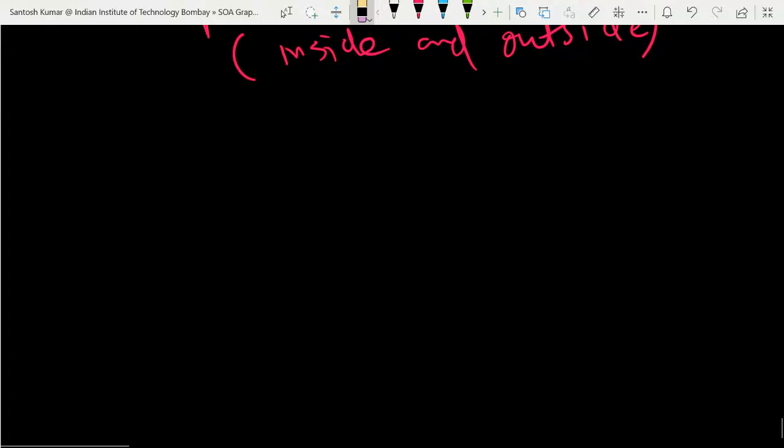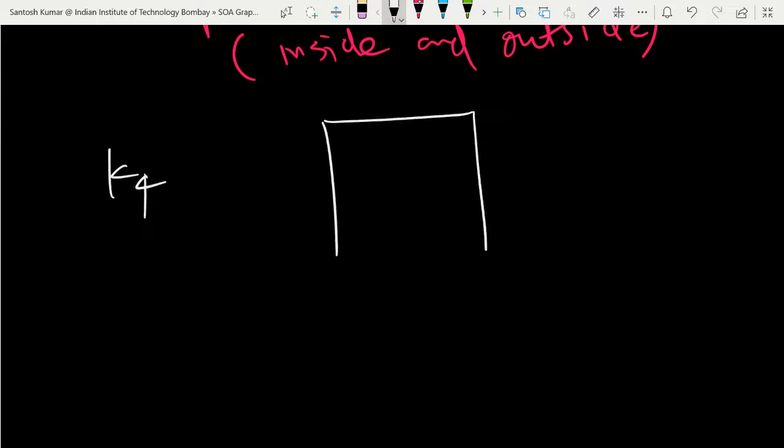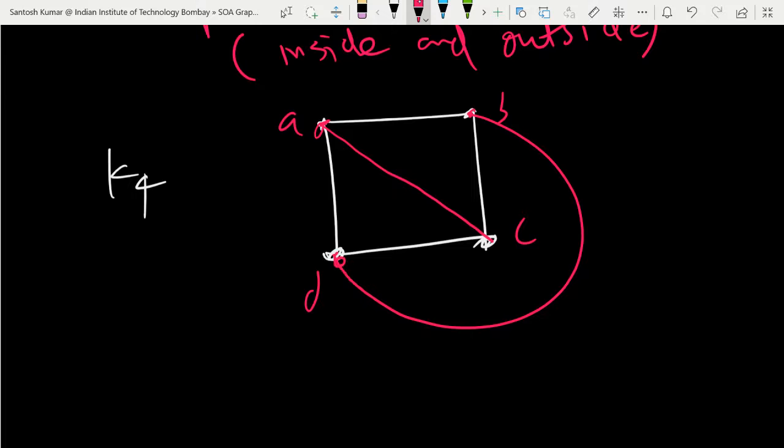Like in K4, we were doing this. So in K4, we'll try to draw the graph planar, and if not possible then non-planar. Like A, B, C, D. We have seen we can join AC in this way, and to make it planar I will join BD this way. So the question is, tell me, this graph K4 divides the plane into how many regions?